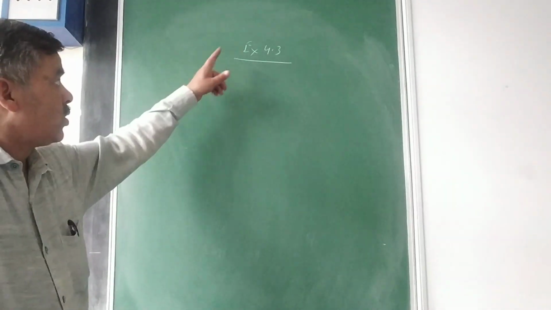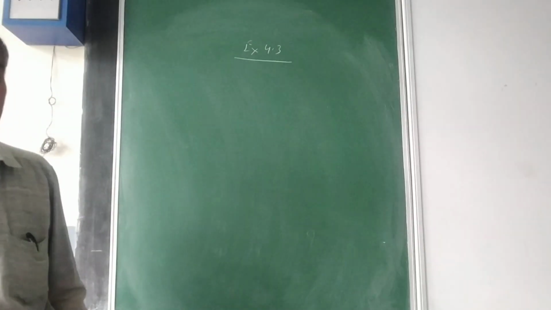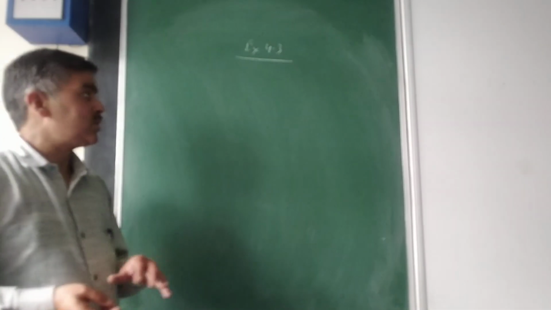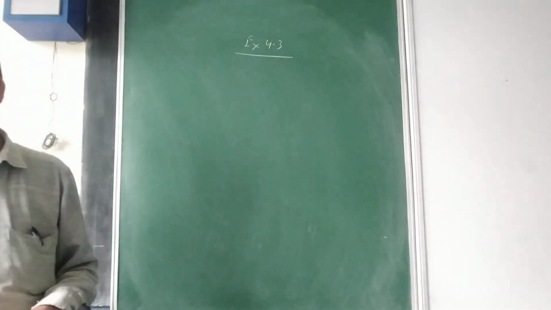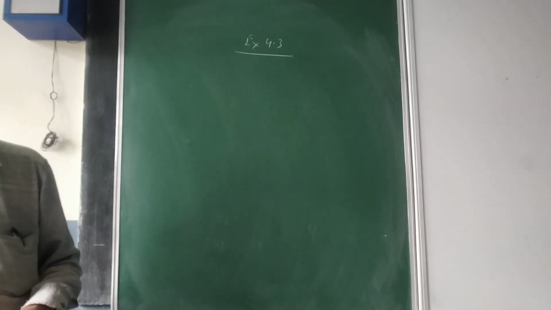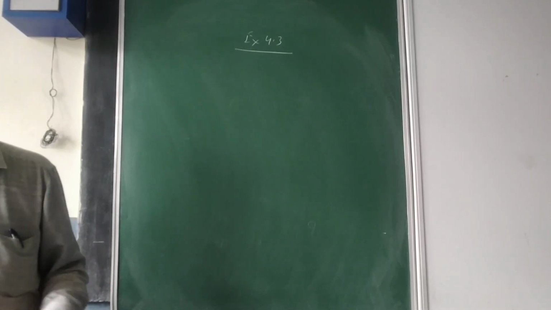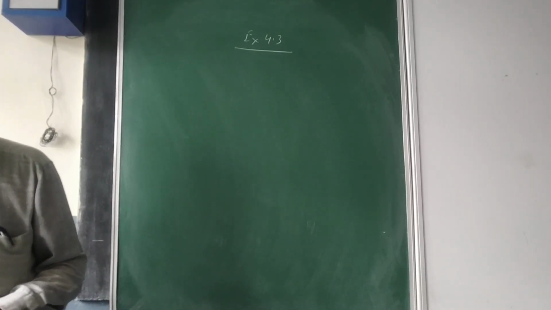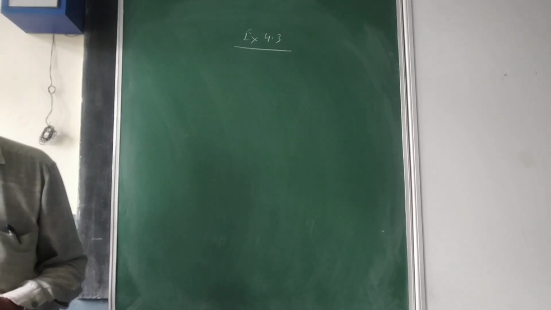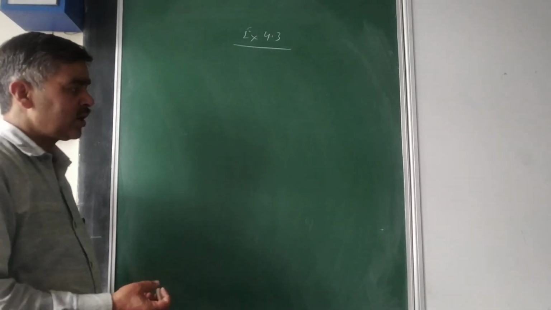Now we have to continue with the same topic that we are doing these days, linear equations in two variables. Today I will start with your exercise 4.3. In 4.3, your first question again has 4 parts for which you are supposed to draw the graph, and I hope all of you will do that.